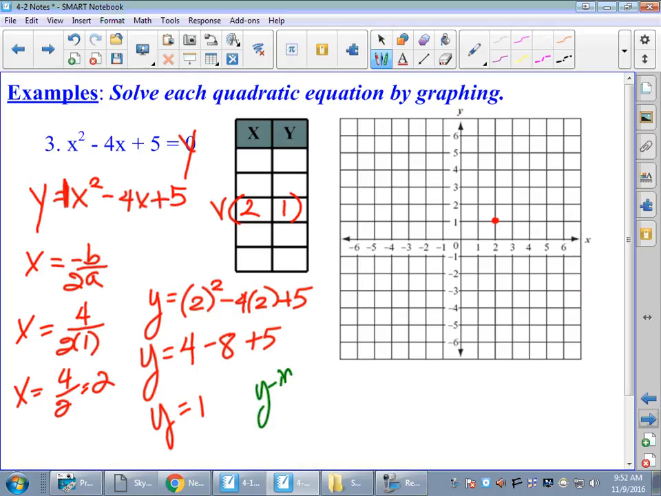My y-intercept is 5. And so 0, 5 is one of my ordered pairs. It's to the left again. So I'm going to go 0, 5. That is 3 units away. And so if 0, 5 is 3 units to the left, I'm going to go 5, 5 for 3 units to the right. It matches up.